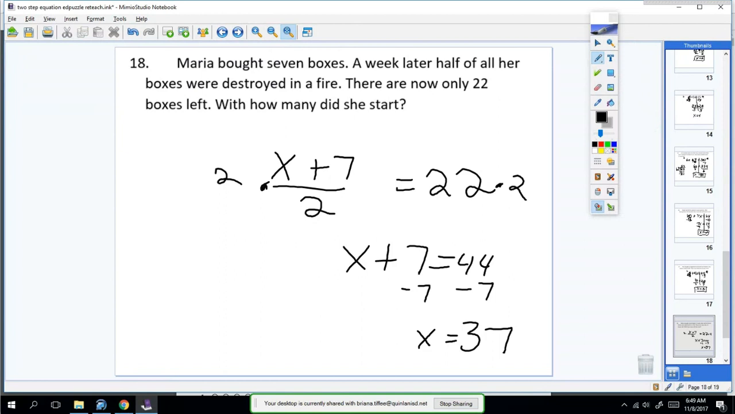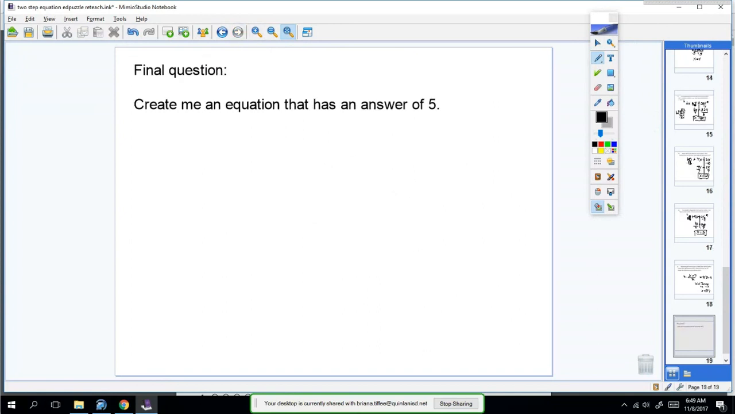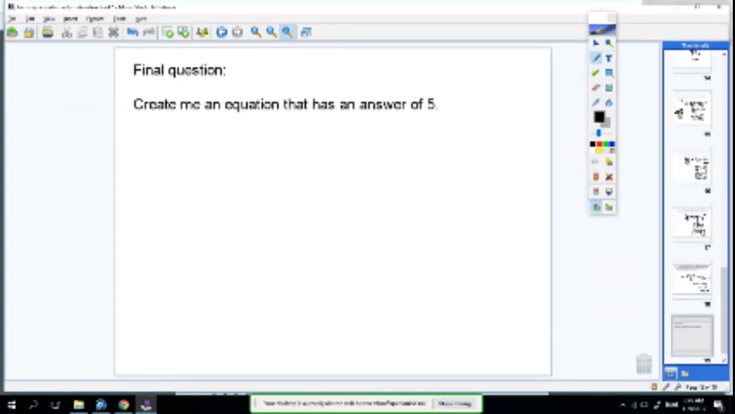Okay, I'm not going to make you do this problem. I didn't realize it. But what I want you to do is the final question. Create me an equation that has an answer of 5. Again, create me an equation that has an answer of 5. It does not matter what it is. All right, thank you guys.